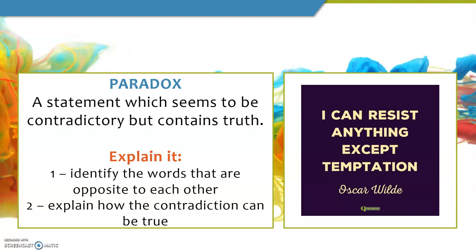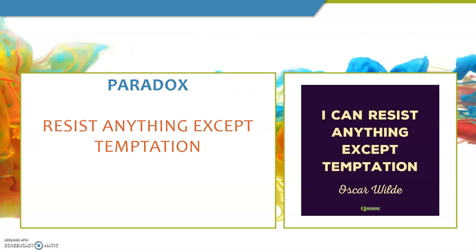So just like an oxymoron is two words that contradict each other, this is a statement where the ideas seem to contradict each other. And like an oxymoron, it's usually a phrase we understand, the usage is understood in the colloquial sense. The same is true of a paradox. When you take it apart, it actually can be true. So in explaining a paradox, you identify the words that are opposite and explain how the contradiction can be true. So here, how could you resist anything, but you can't resist temptation, because temptation would be anything.